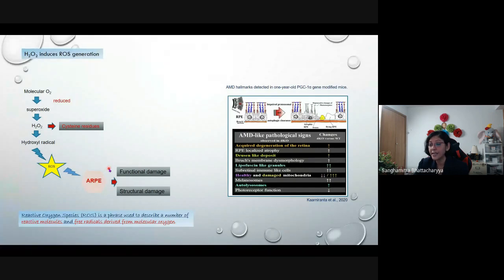radical. Finally, when the ARPE cells are treated with hydrogen peroxide, ROS is generated inside the cell, and what we try to figure out is what's the functional and structural damage that the hydrogen peroxide brings to the mitochondria through specific experimental strategy.